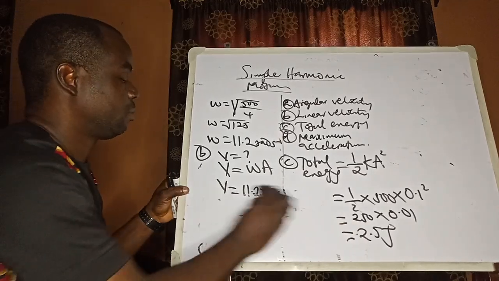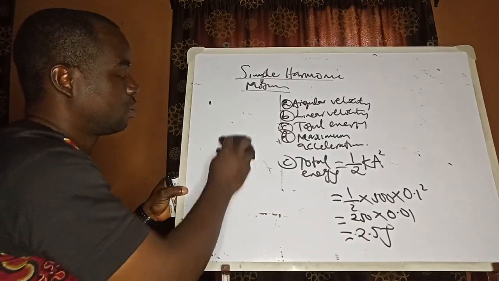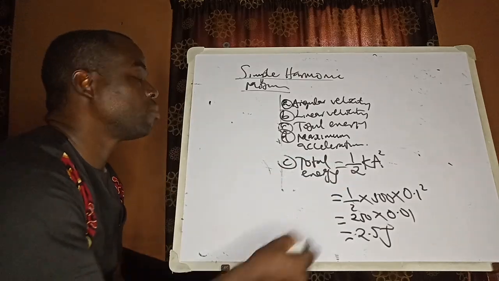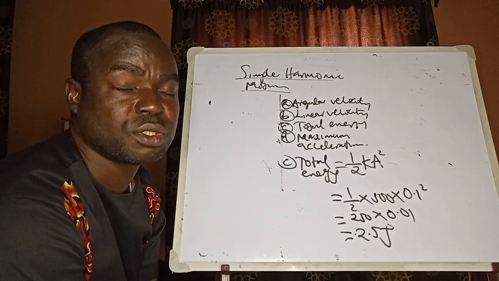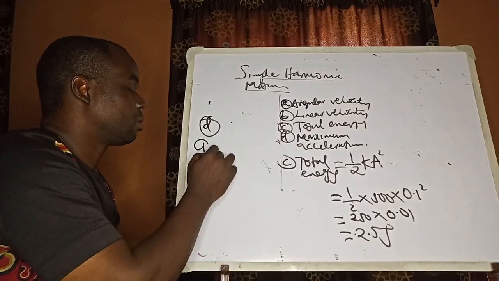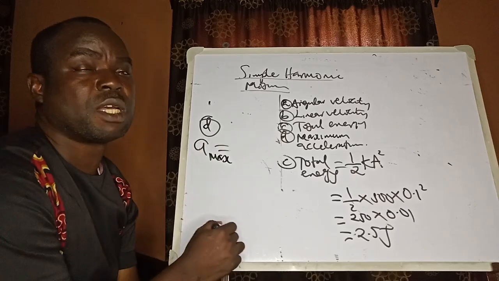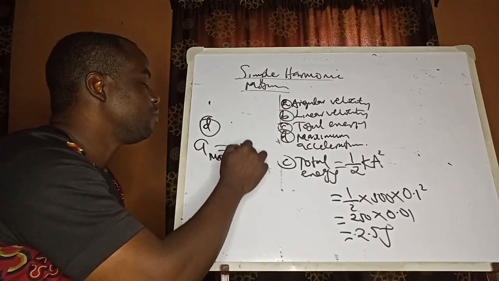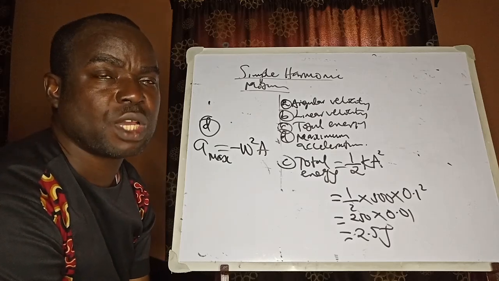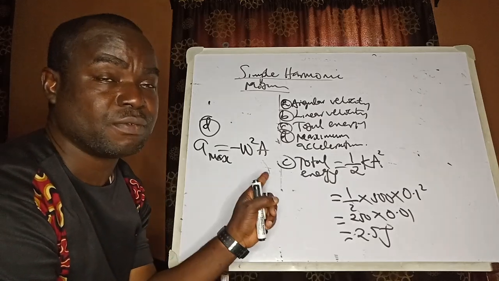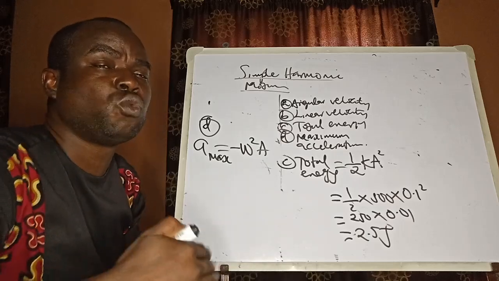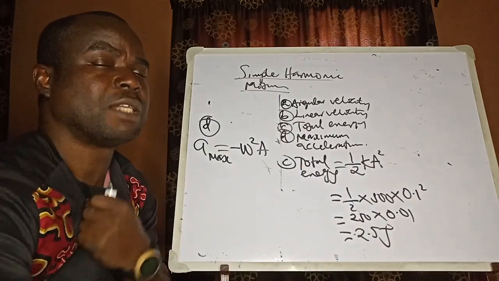Then finally, we are looking for maximum acceleration. What is the formula for maximum acceleration? Let me call it A max. A max is maximum acceleration. We use negative omega squared A. I told you that the negative sign is not involved in the calculations. It shows you that the acceleration is directed towards the center of the path of oscillation.